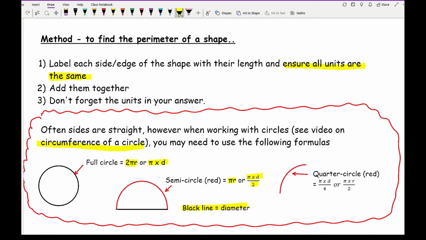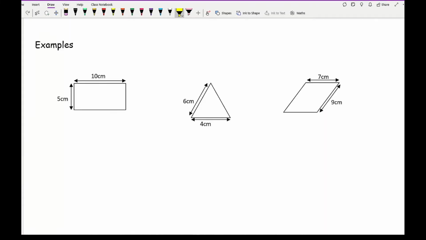Now sometimes you might have a quarter circle. If you've got a quarter circle you can either use pi times the diameter divided by 4, because it's a quarter of a circle, or you can do pi times r divided by 2. And again, it's just a case of working out a semicircle and dividing that by 2, or working out a full circle and dividing that by 4. So let's have a look at some examples then.